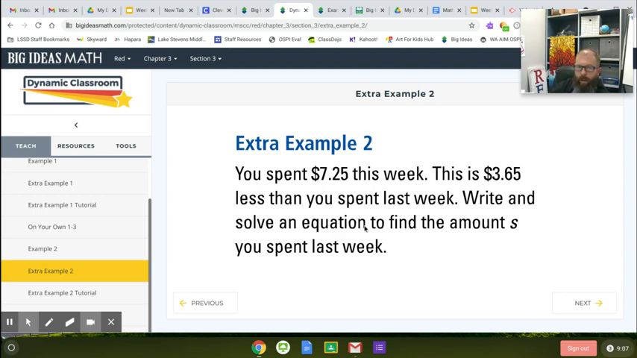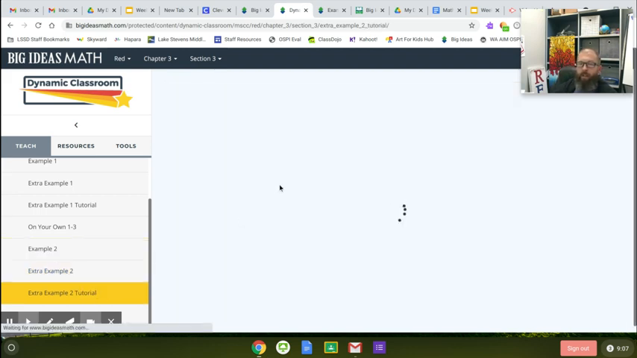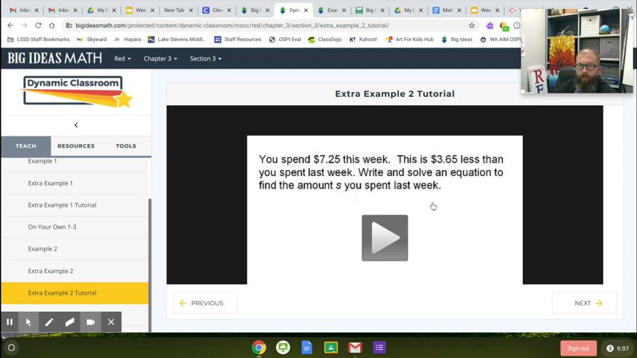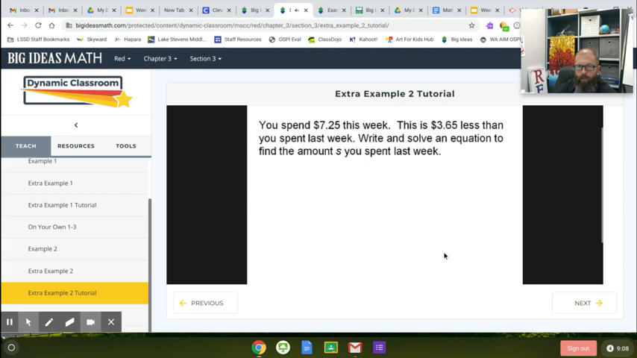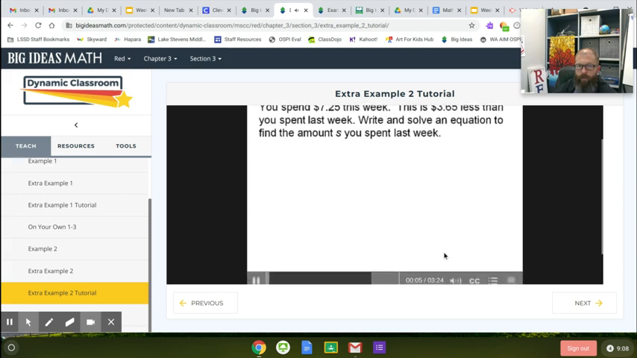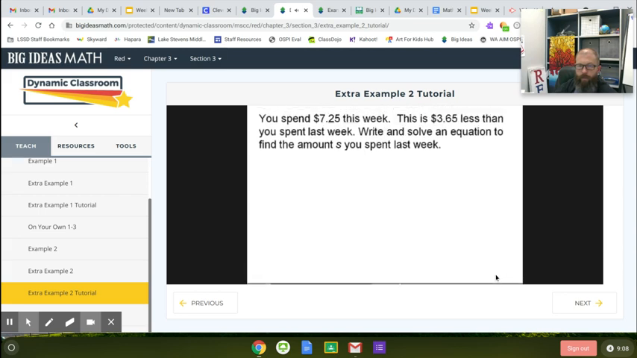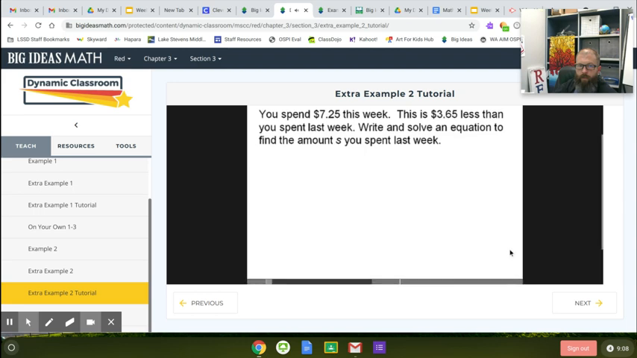So you spent $725 this week. This is $365 less than you spent last week. So remember, less would give you a hint to what your sign should be. You spend $7.25 this week. This is $3.65 less than you spent last week. Write and solve an equation to find the amount S you spent last week. The problem asks us to write and solve an equation, so let's organize the information a little bit.